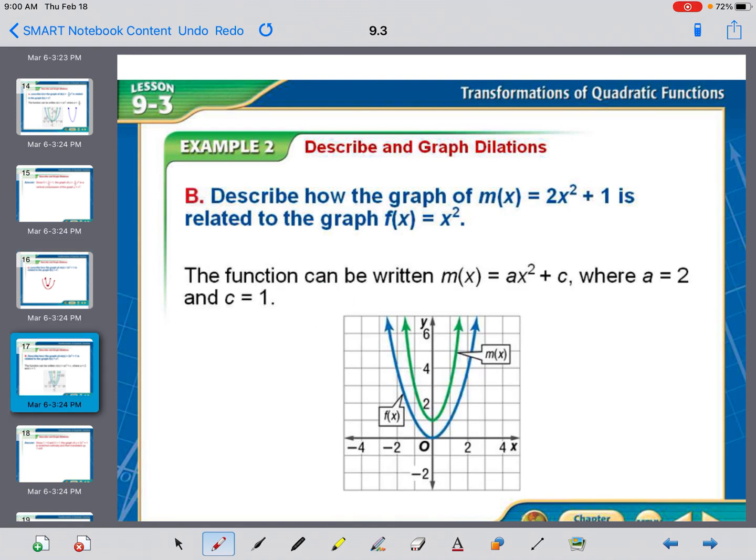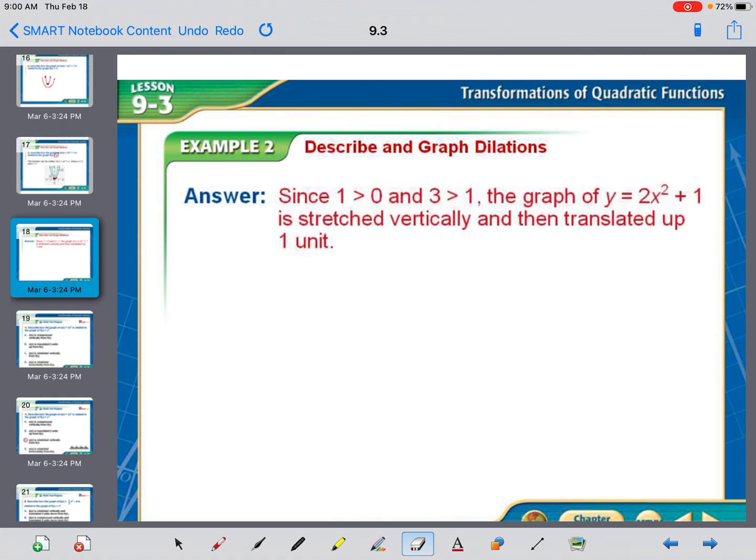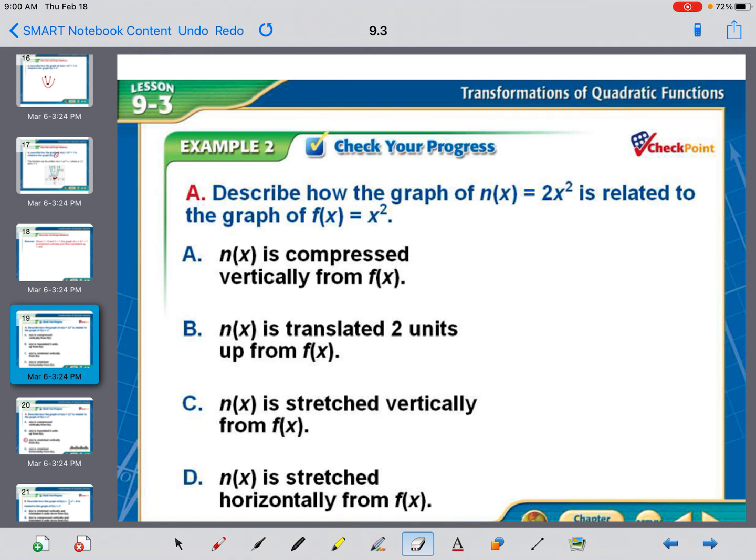Let's see how that relates here. Aha, exactly. Moved up 2. So the blue was the original, or the x squared. So two things happened there. It's stretched vertically and it's translated up.